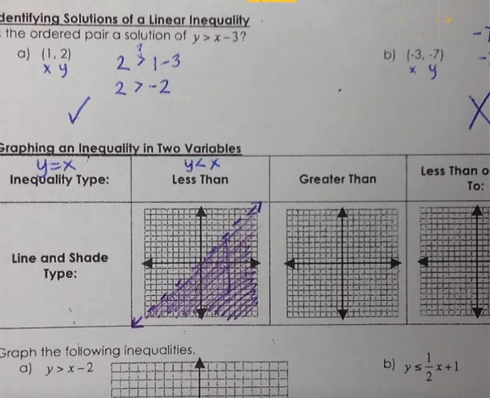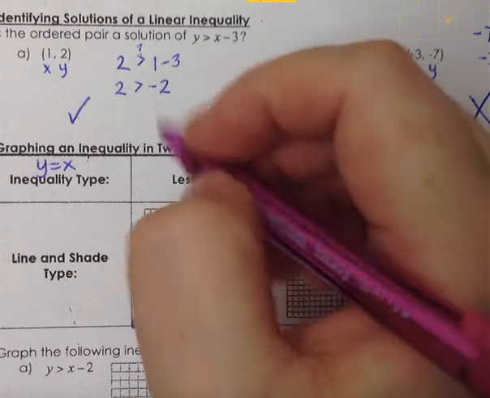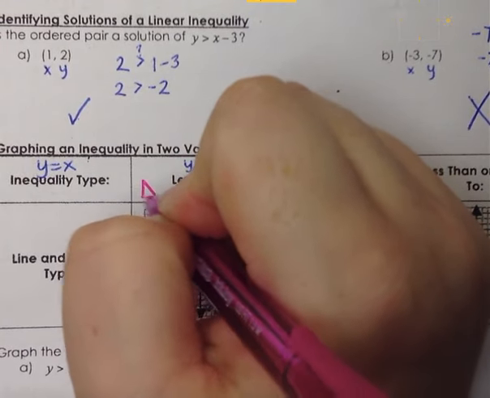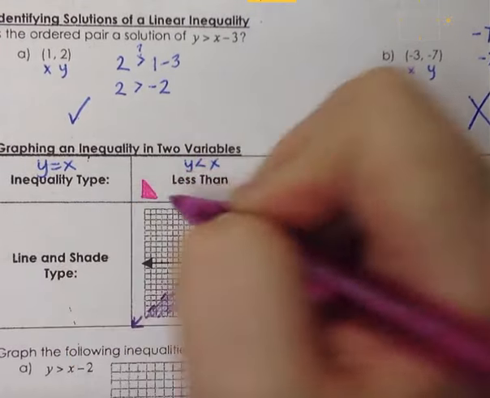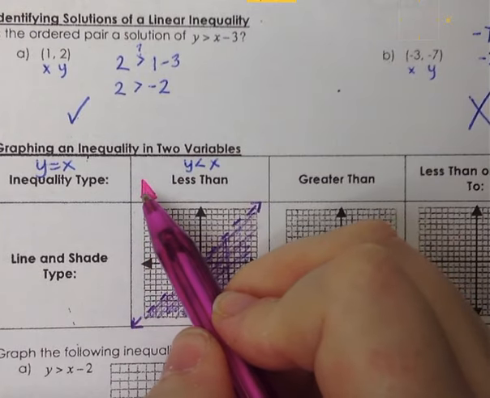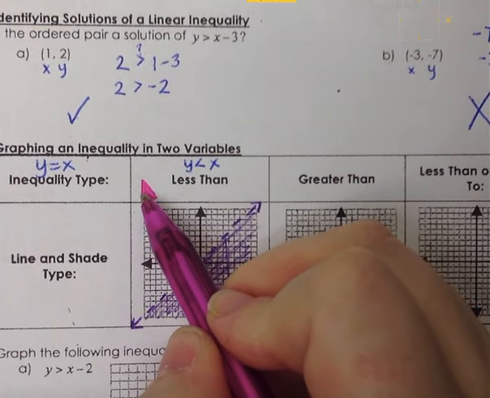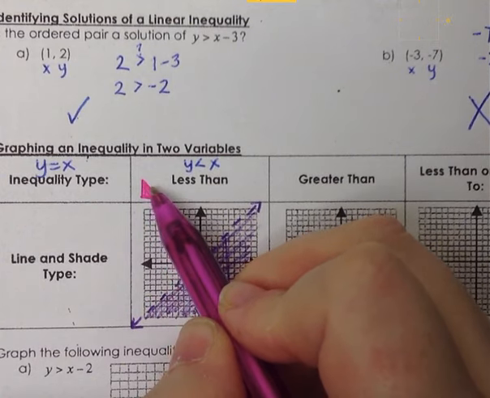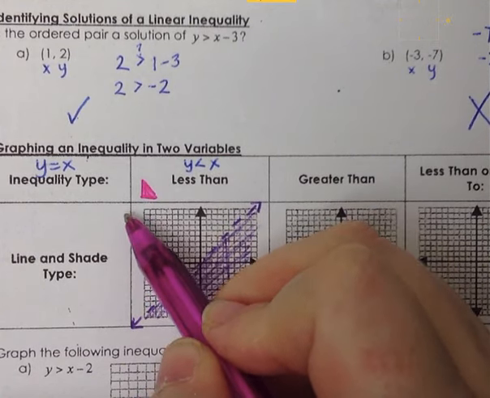Now, on your calculator, there is a symbol that you can use. It looks like a right triangle, but the right angle is going to be on the bottom left because this is saying I want to shade down. It's almost like it's pointing an arrow downwards.